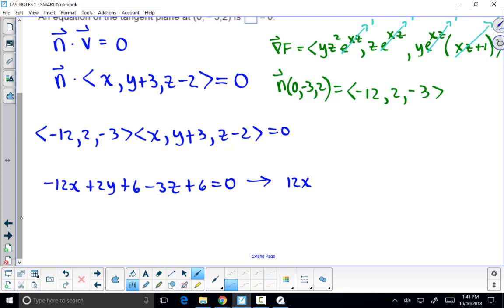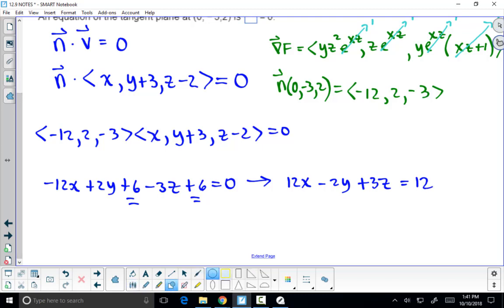So we're going to have 12x minus 2y plus 3z. And then our constants, we have plus 12 on the left, but if I multiply by a negative, I have -12 on the left, and if I move it to the right, I have positive 12. So that will be our tangent plane. And it's reduced. There's no common factors to cancel out. If there was a common factor in there, we would want to take it out.